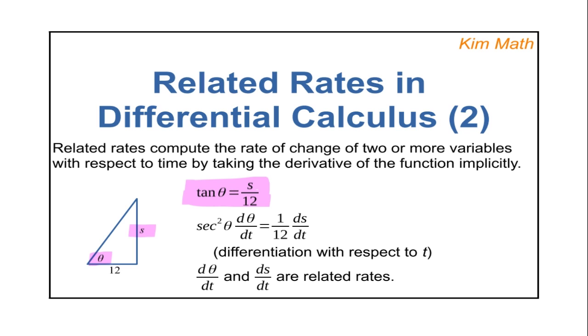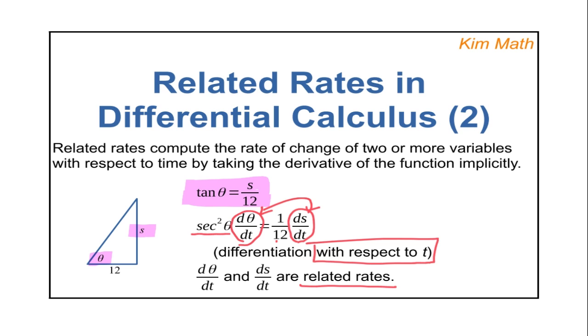If you differentiate both sides with respect to time t, then you have secant squared theta times d theta/dt equals 1 over 12 times ds/dt, right? And these two things are related rates. Okay, so using this information we can solve some situations.